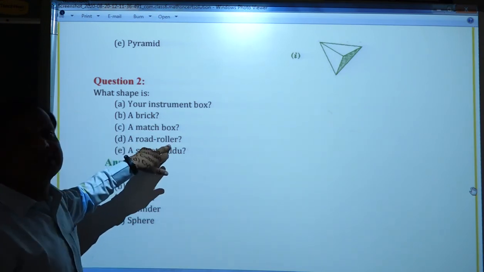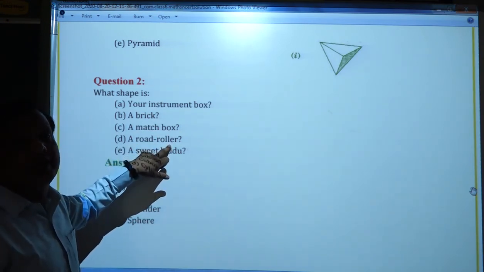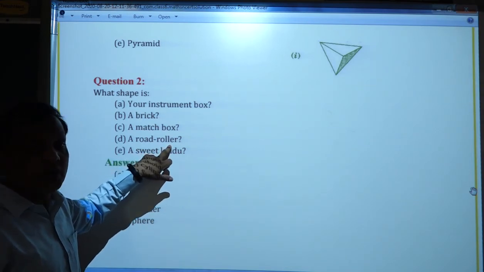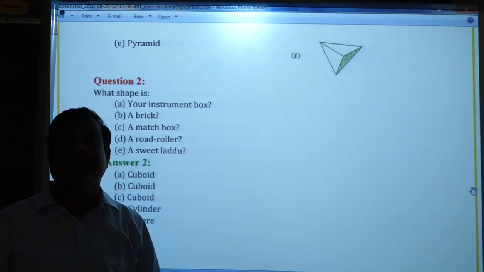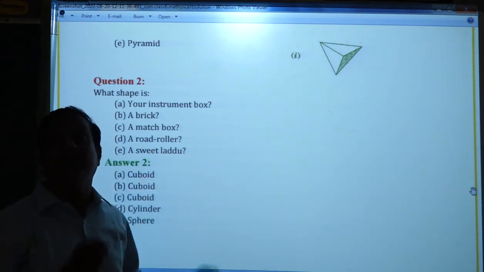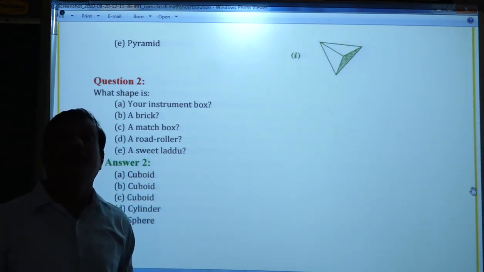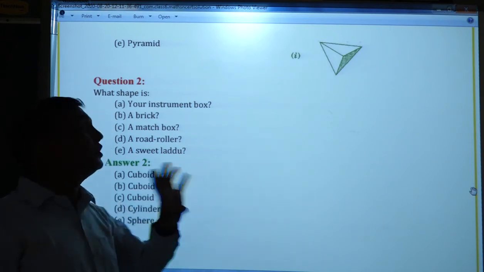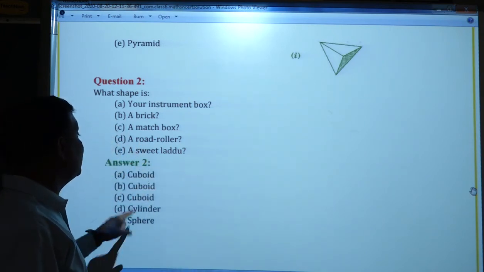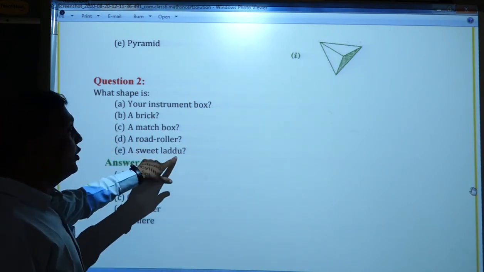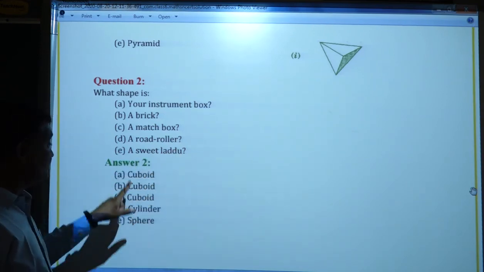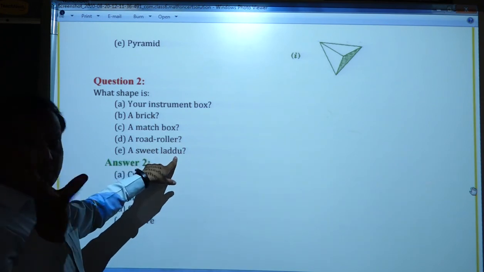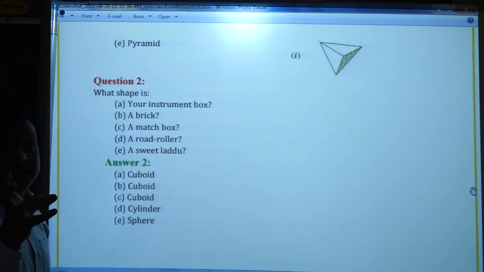A road roller, cylinder. A road roller is a cylinder. You see the road roller? The roller flattens the road. After constructing the road, they take that roller over it to press it. So the wheel of that road roller is a cylinder. A sweet box, laddu box or peda box, anything sweet. The laddu is a sphere. Laddu is a sphere.